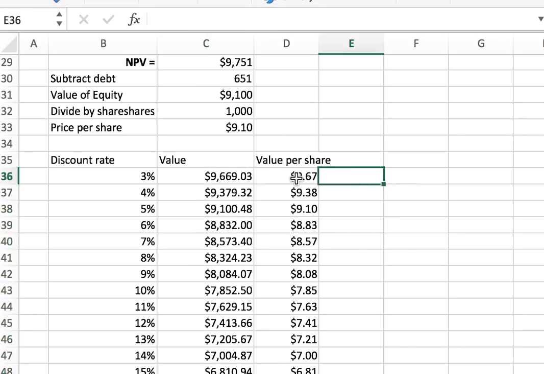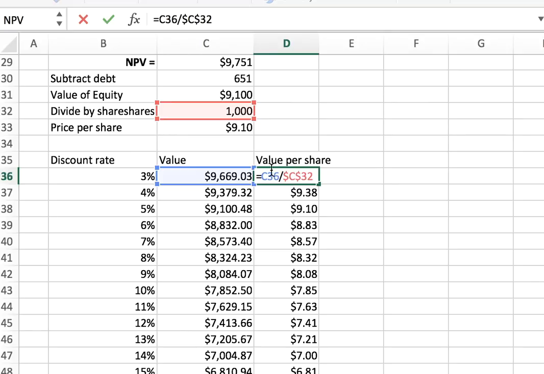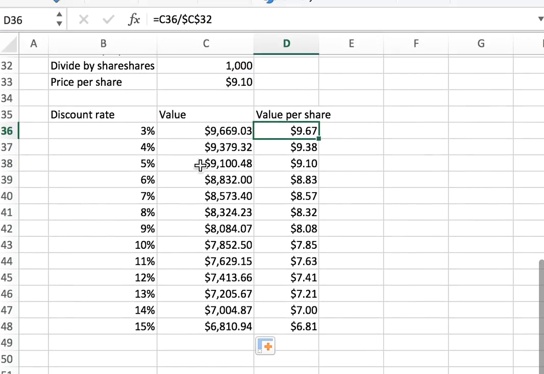And then the last thing is, of course, value per share, which is simply the value divided by the number of shares. So you've got no dollar signs on the C36, but you do have dollar signs on the C32 because you don't want it to change. So the 1,000 doesn't change, but every time I drag down, we go to the next value and we get a different answer. So that's how you get this table.